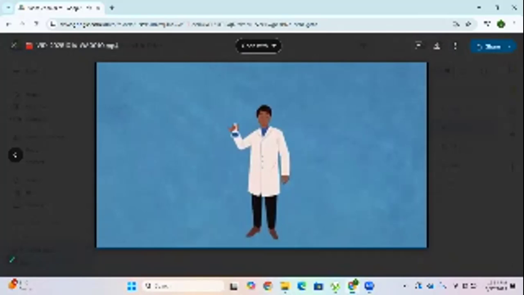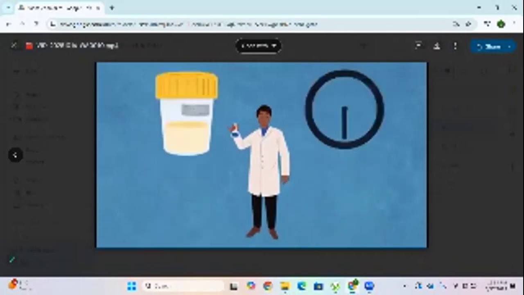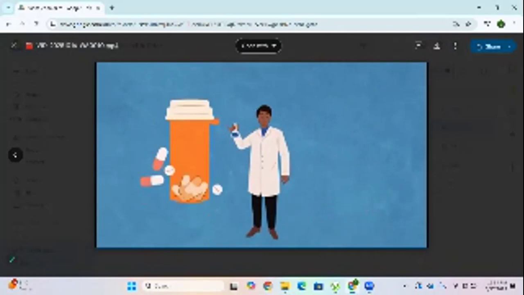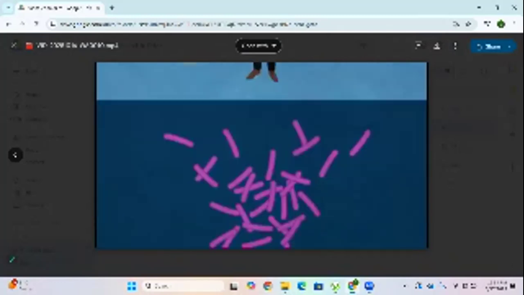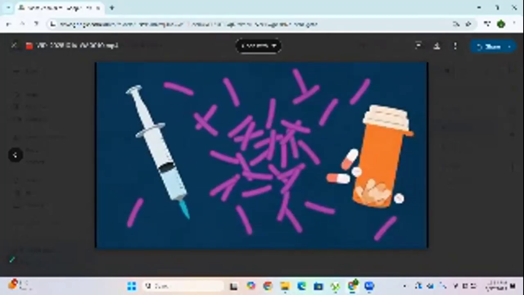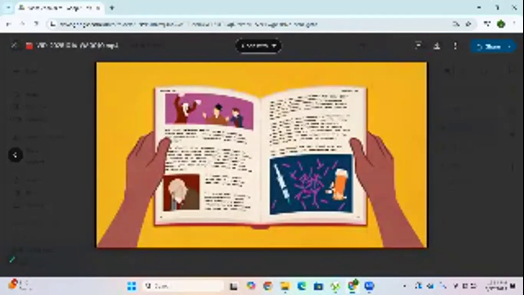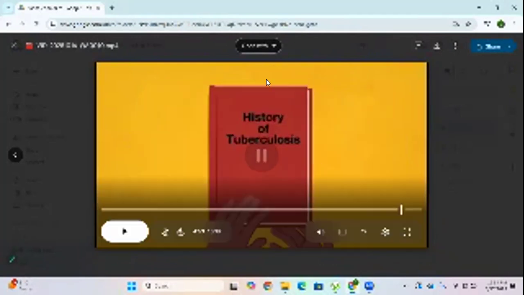Researchers have already developed a urine test that yields results in 12 hours, as well as a new oral treatment that could cut treatment time by 75%. Hopefully, with advancements like these, we'll finally be able to make TB exclusively a thing of the past.